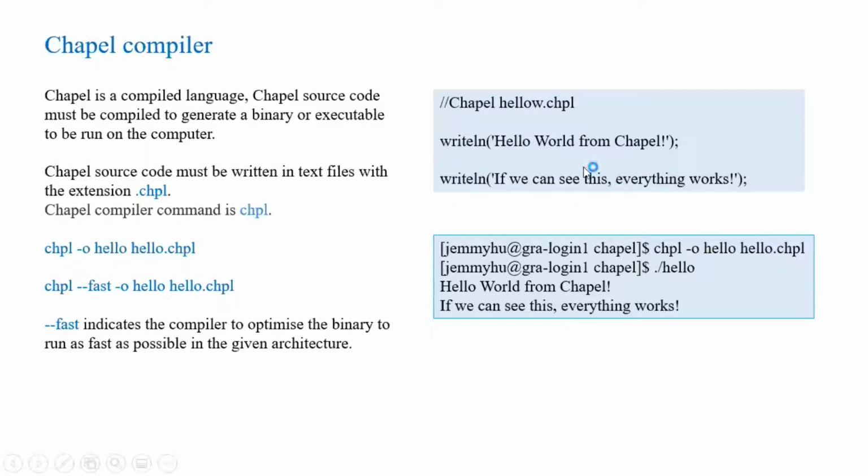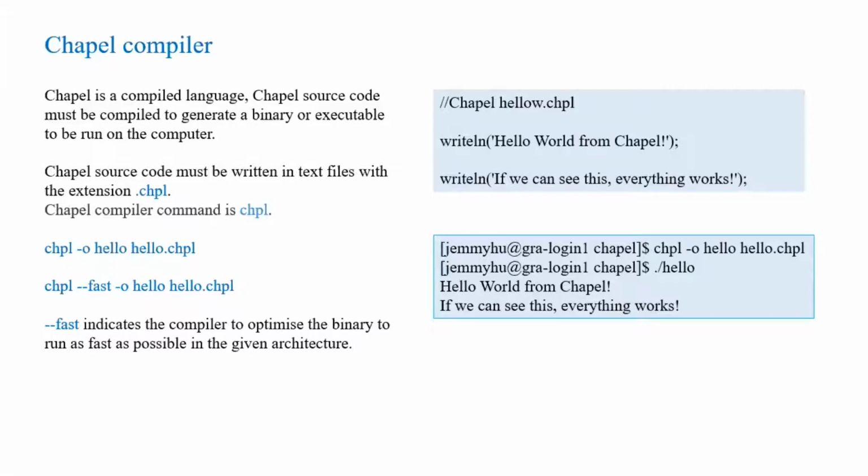So here it's very simple. It's hello.chpl and just two lines. One is to print hello world, using print line. Once you have Chapel installed on your system and you have the Chapel source code, you compile it using chpl, and you name a binary and the source code. Just like you compile code in C or in Fortran.